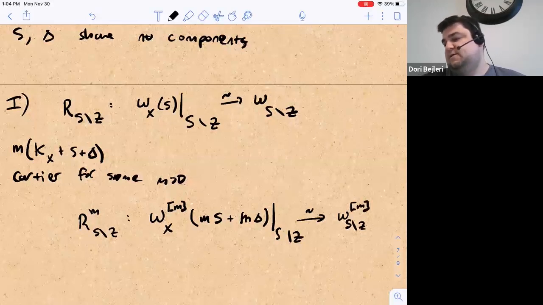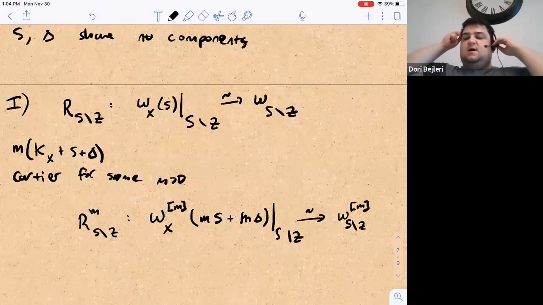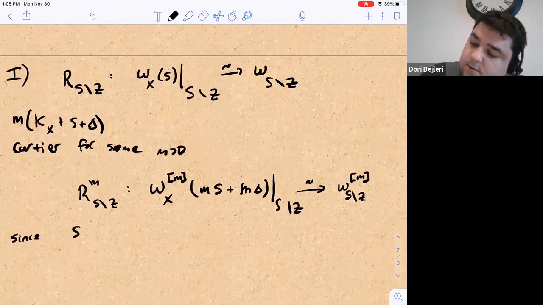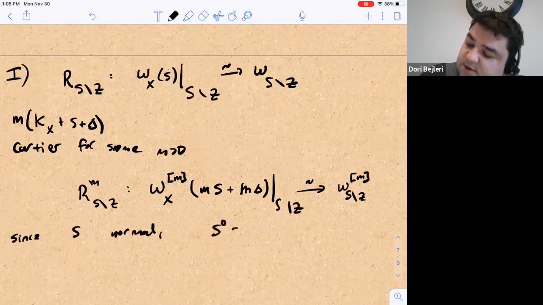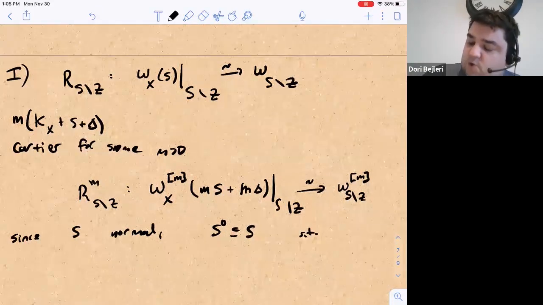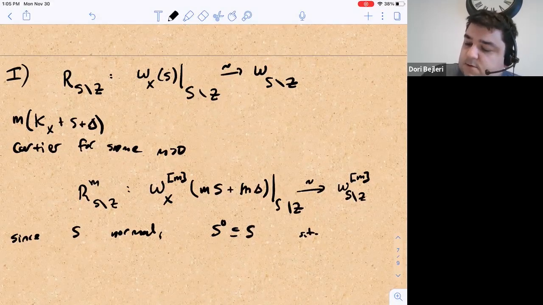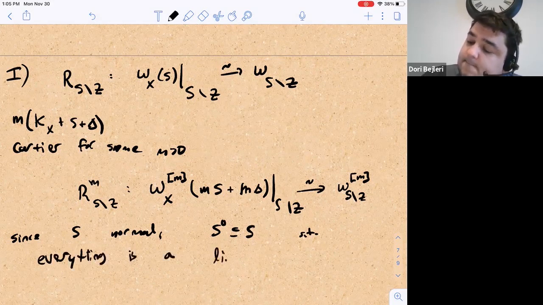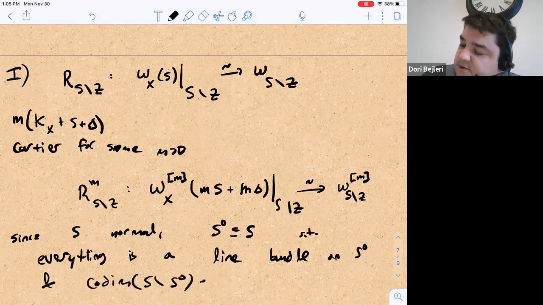And again, here I can say that that's just the mth tensor power as well, because on this locus, S is Cartier, so it's actually a line bundle. Okay, so we have this isomorphism like this, but now since S is normal, we can find an S0 inside of S such that all these sheaves are actually line bundles on S0. And the codimension of S minus S0 is greater than or equal to 2. So that's the important part. That's where we use normality.